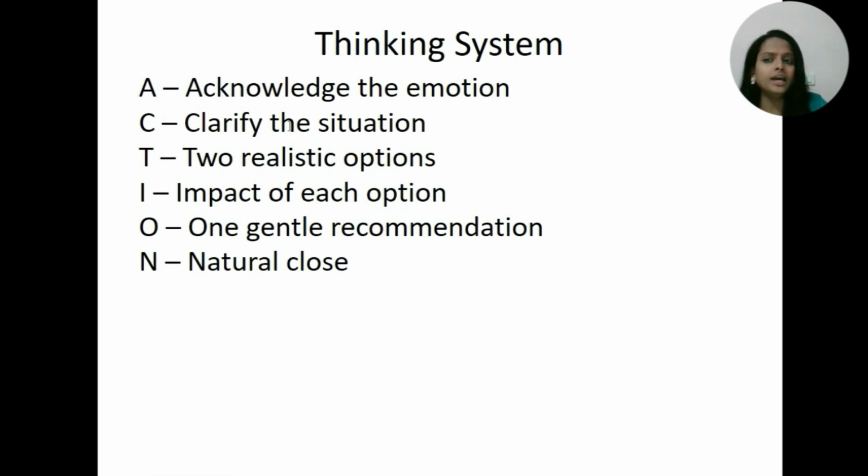Got it? And two realistic options, that's what the T stands for, right? You have to present two possible paths the person can take. This proves that you're thinking in a balanced, real world way instead of pushing only one idea. And I stands for impact of each option, which means you have to explain one benefit and one challenge for each choice. This makes your advice sound thoughtful and mature because you respect that every decision has a cost, right?